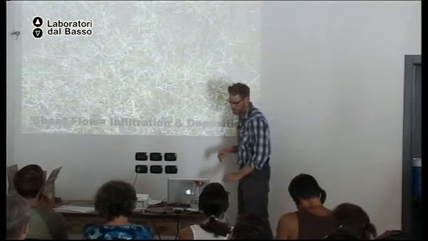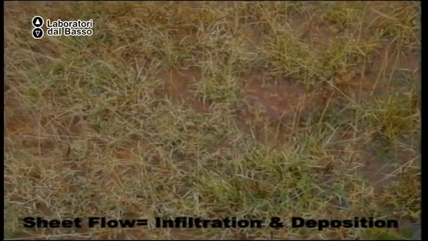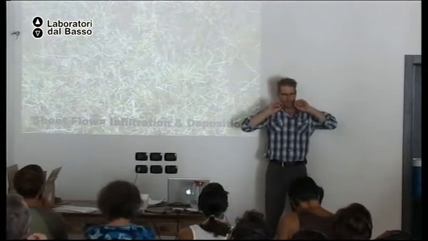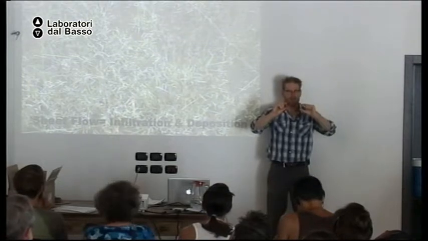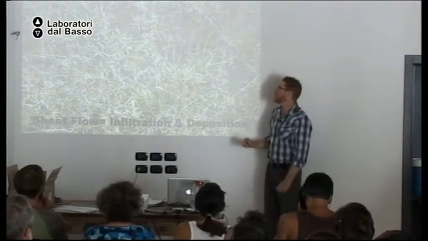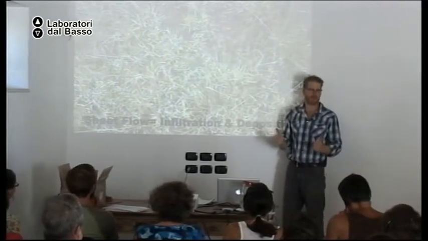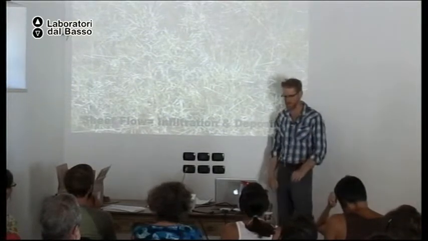We are looking from above down at grass, and you can see the water flowing through the grass. So this is sheet flow, when water flows across the landscape very shallow. And when the water is clear, everything is good. Okay? It's very calm. It's not erosion.